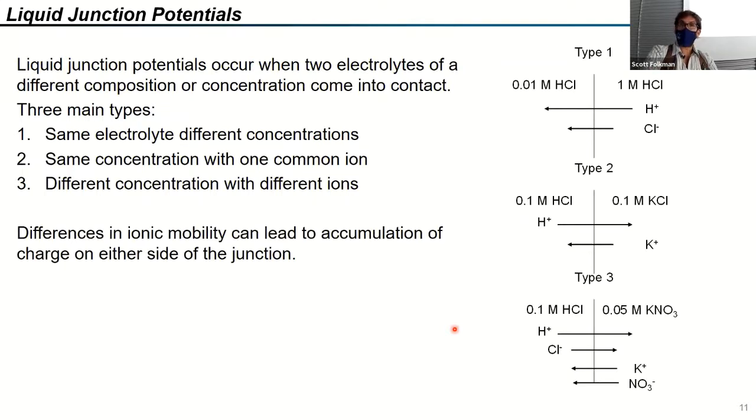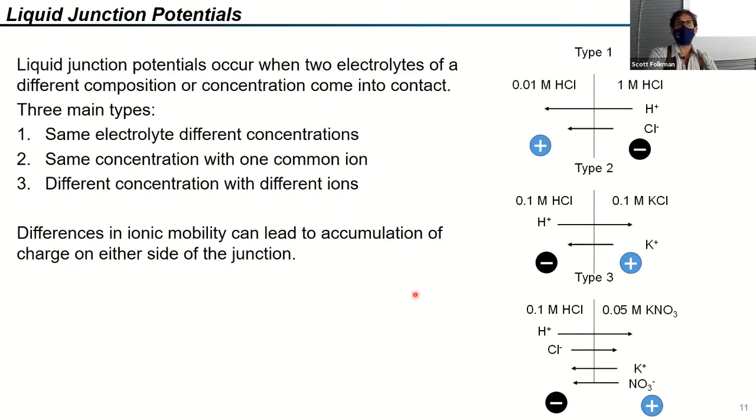The differences in these ionic mobilities can lead to the accumulation of charge on either side of this junction. And so if we look at our type 1, we see H+ moves faster towards the left. We will accumulate a positive charge on the left-hand solution, and we'll accumulate a negative charge on the right-hand solution. For type 3, again, H+ is the fastest moving ion. We accumulate positive charge on the right-hand side. And again, for this last case, H+ moves the fastest. We accumulate positive charge on the other side.